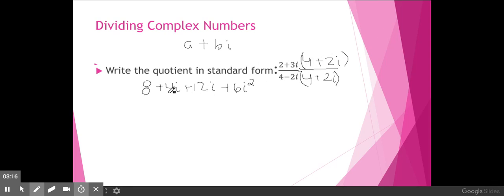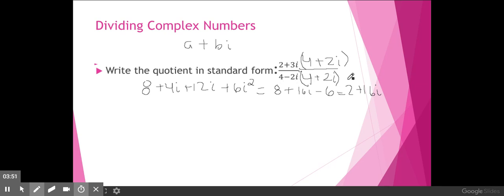So now to simplify this, we can combine like terms. i squared becomes negative 1. So we get 8 plus 16i minus 6, because 6 times negative 1 gives me negative 6. To simplify it even further, 8 minus 6, so we're combining these like terms, 2 plus 16i. So after all that work, we have finally simplified the numerator.